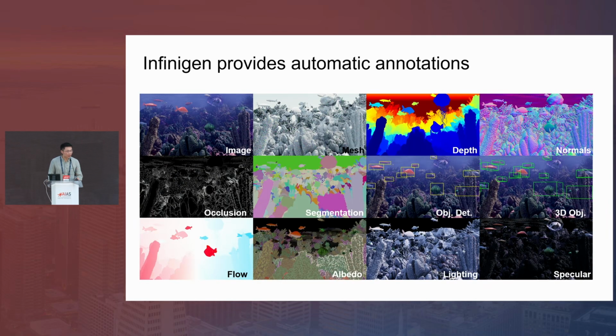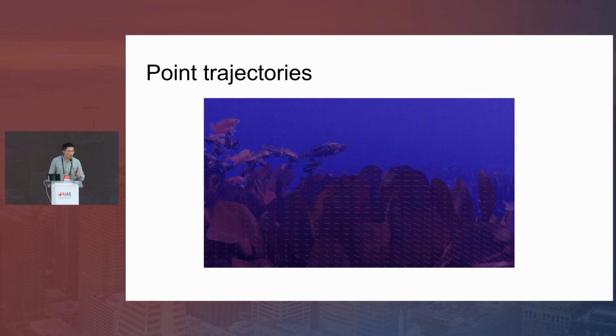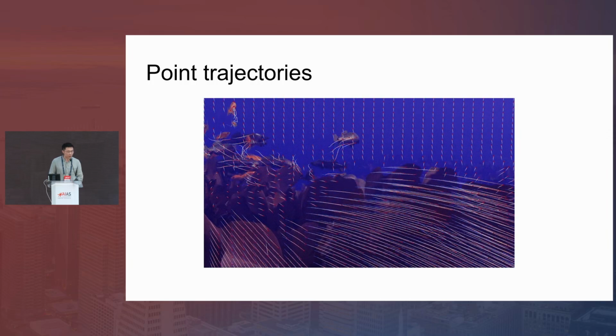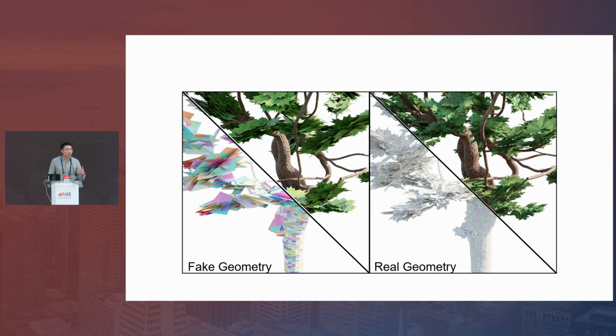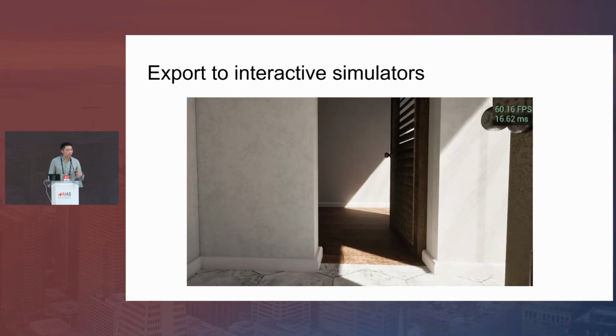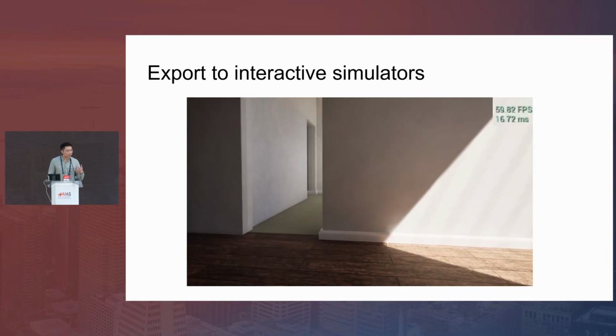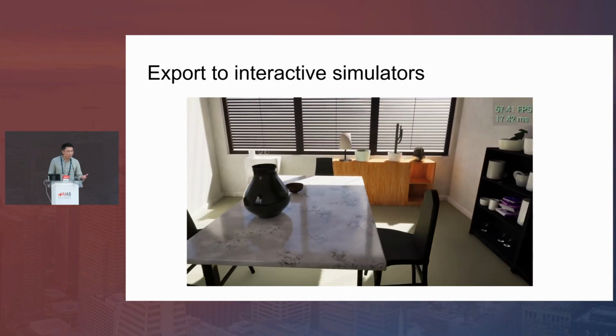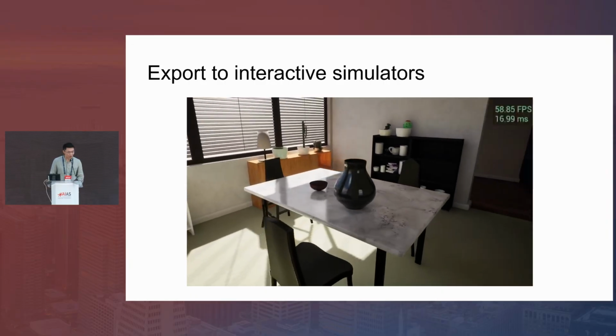And because everything is procedural, we can obtain high-quality automatic annotations. So here is a list of them that is commonly used for computer vision tasks. We can also have video-based annotations like point trajectories. So in InfiniGen, we have a big emphasis on using real geometry as opposed to fake geometry that's sometimes used by video games for efficiency reasons. And objects and scenes generated from the system can be easily exported to simulators like Unreal and Isaac Sim for training robots in virtual worlds.